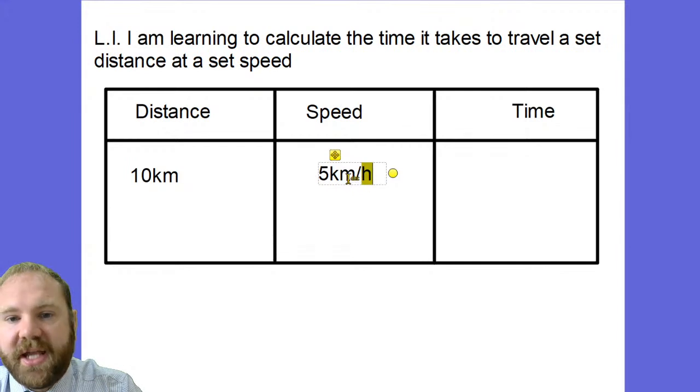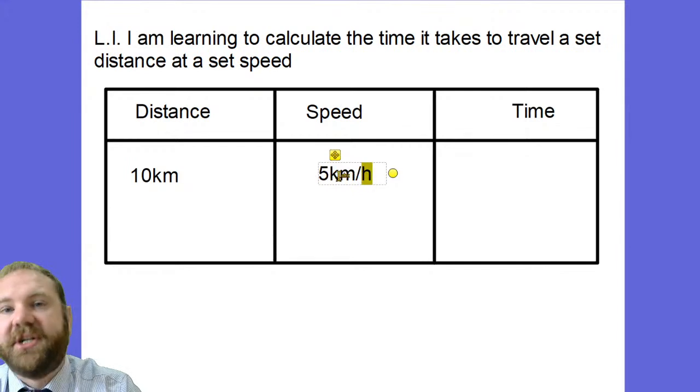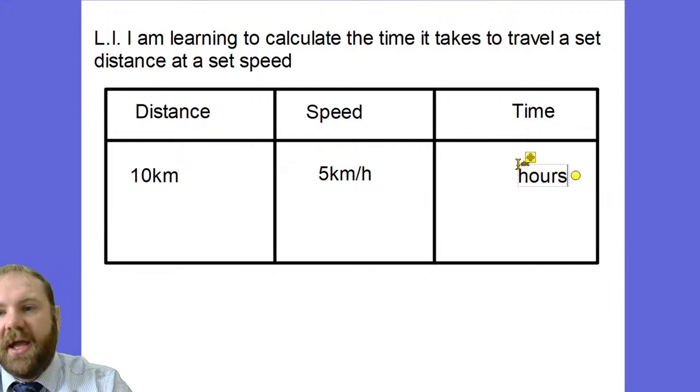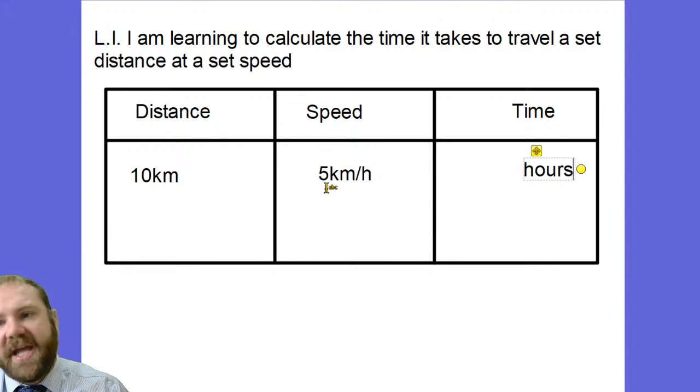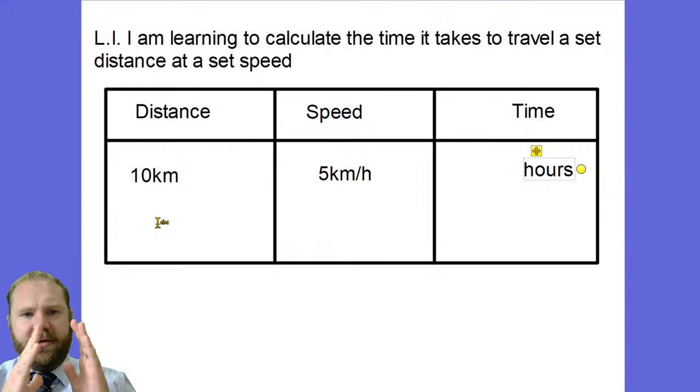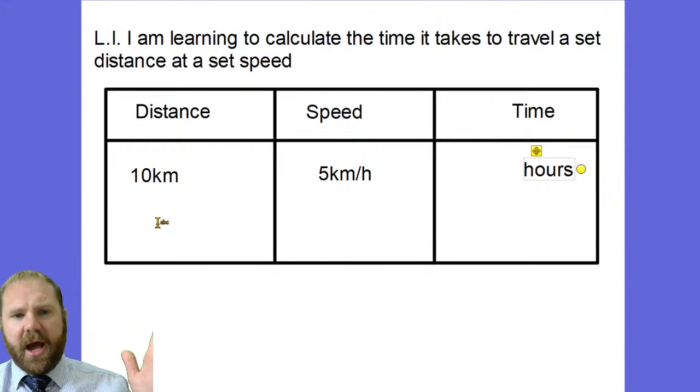So in this case, we're going at 5 kilometers per hour, so we know that our time is going to be in hours. Hopefully that makes sense. If it was meters per second, our time would be seconds. If it was miles a minute, our time unit would be minutes, and so on. So we know that we're going 10 kilometers, and we're doing that at a speed of 5 kilometers an hour.